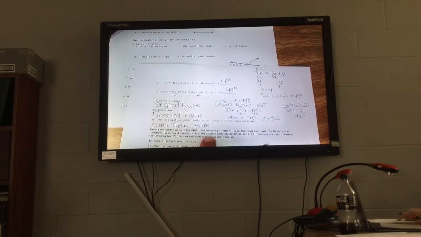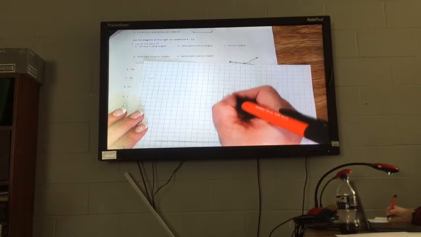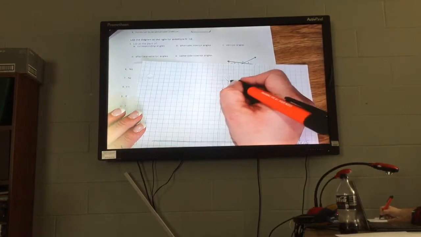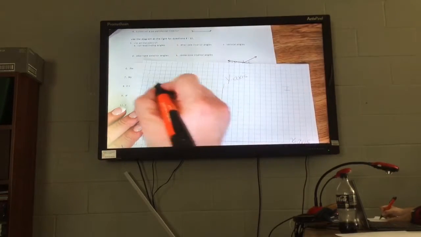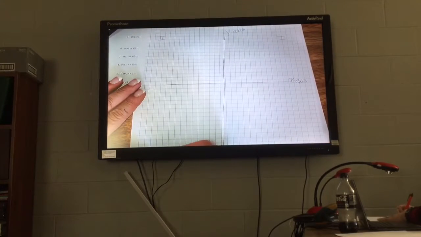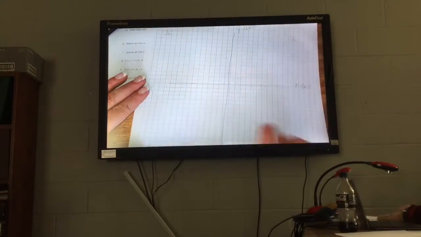All right, this one says draw a coordinate plane. It tells you to label the x-axis. It tells you to label the y-axis. It tells you to label the quadrants, and they go counterclockwise. 1, 2, here's quadrant 3, and here's quadrant 4. So 1, 2, 3, 4.